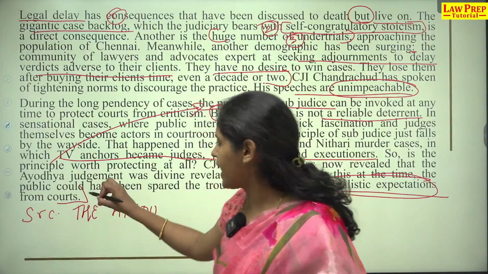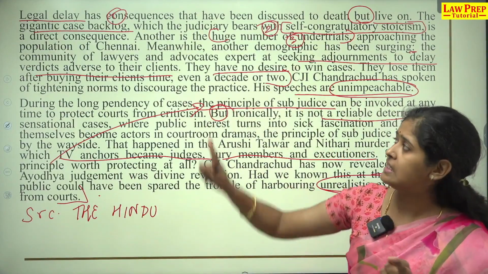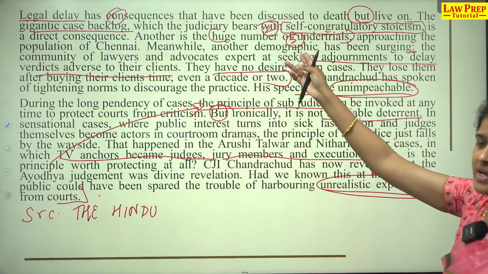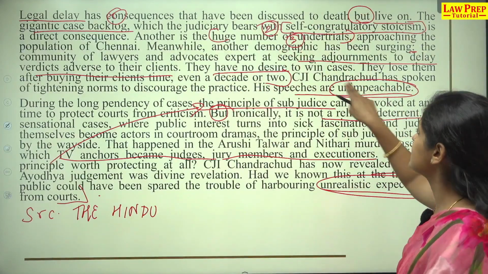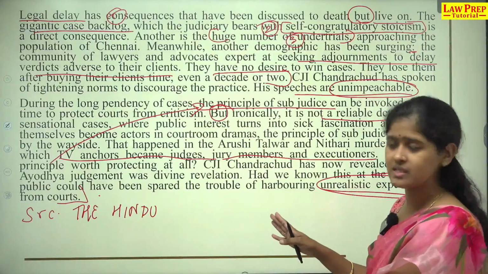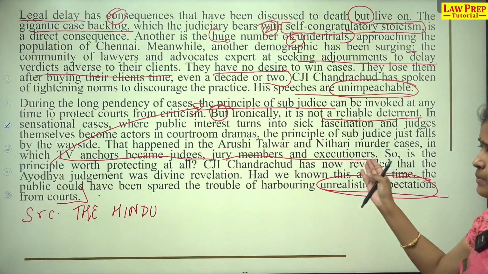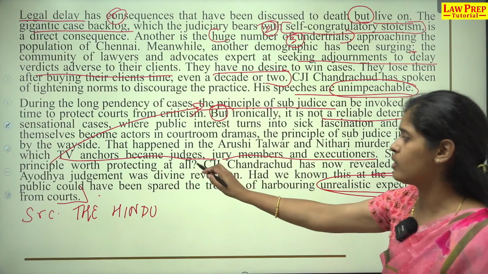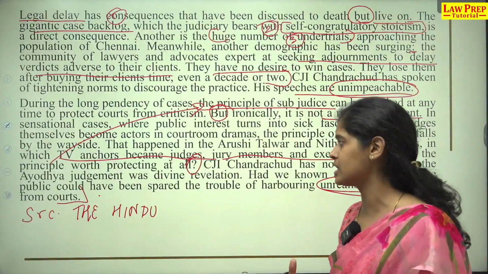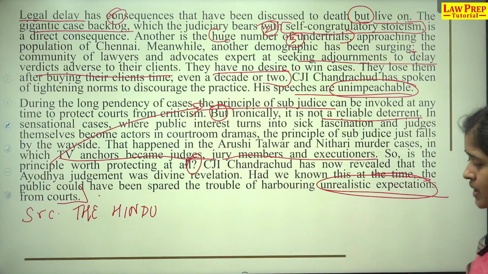Where the article ends, you also end. Okay? Whatever is in the passage is your content. Legal delay, advocates and lawyers have been blamed, huge backlog, huge number of under trials, that's here. Okay? CJI Chandrachud has given this tightening of norms. And then principle of sub judice is given. Sub judice, then two cases are given as examples. Then is it worth protecting at all? There is a question mark. Then CJI Chandrachud has said that Ayodhya judgment was divine revelation. Then it is saying that the public could have been spared the trouble of harboring unrealistic expectations.